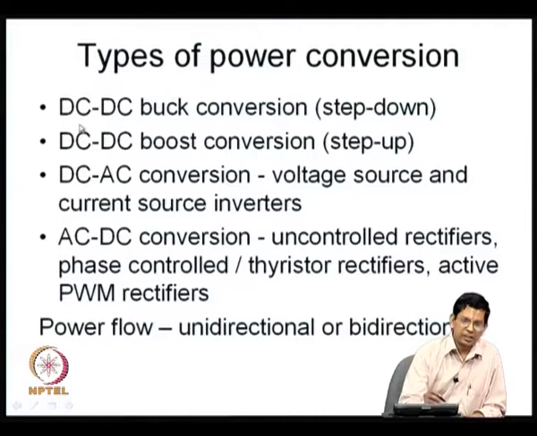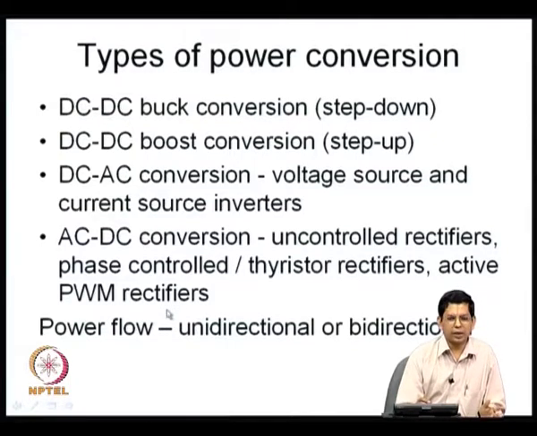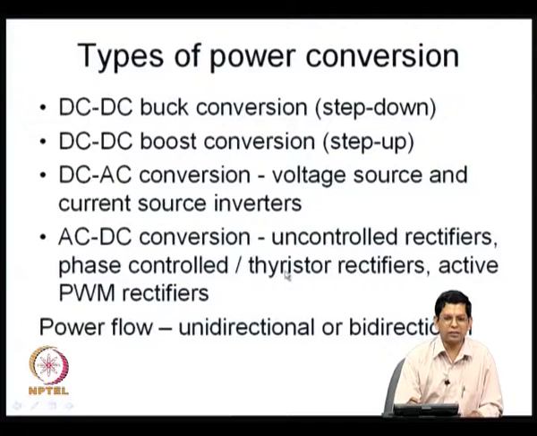So, you might have DC that is available, and what you would need may be a DC of a different voltage, and also your input DC may be unregulated, but you want a well regulated DC output. So, you have a DC to DC buck conversion, basically a stepping down. You want to get a lower DC voltage from a higher DC voltage, but the lower DC voltage is probably expected to be tightly regulated.